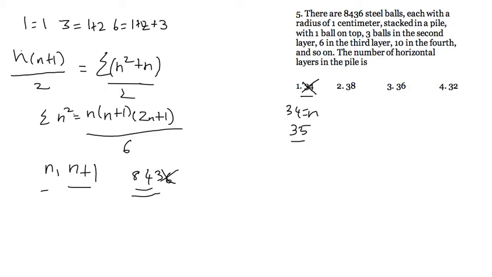Between options 2, 3 and 4, I'll check for 4 first. Let's just check which option is easy to check. So if n is 32, n plus 1 will be 33. Great, so we'll just check for 11. Is 8436 a multiple of 11? If you check, 4 plus 6 is 10, 8 plus 3 is 11. So no, this is not a multiple of 11, and hence your answer cannot be option 4.